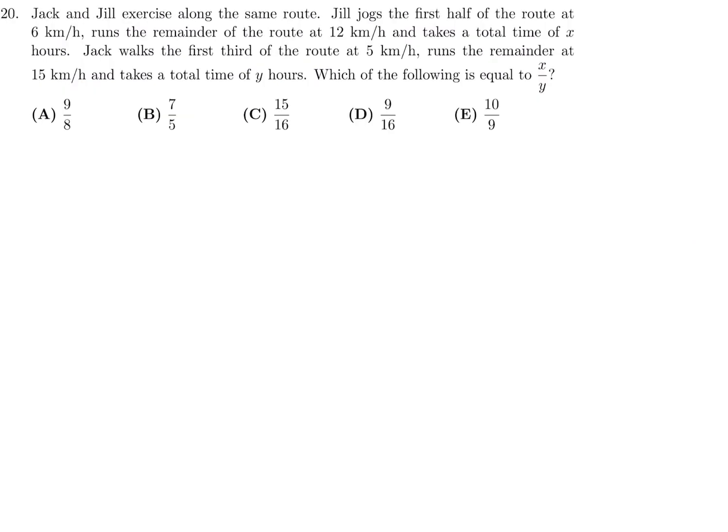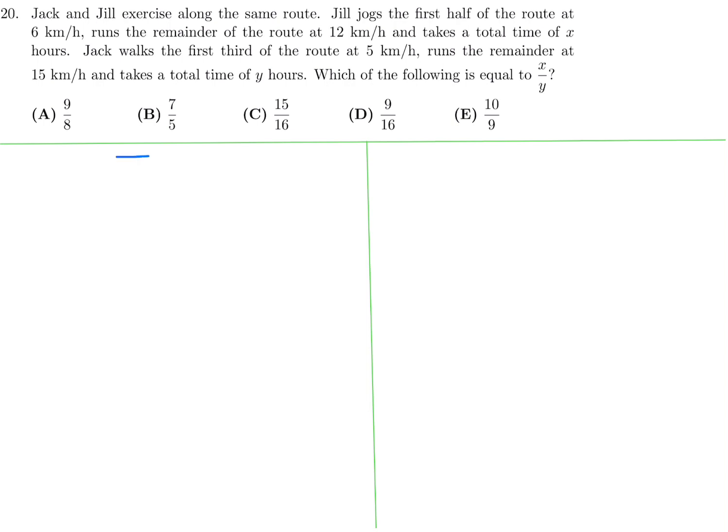Jack and Jill exercise along the same route. Jill jogs the first half of the route at 6 kilometers per hour, runs the remainder of the route at 12 kilometers per hour, and takes a total time of x hours. Jack walks the first third of the route at 5 kilometers per hour, runs the remainder at 15 kilometers per hour, and takes a total time of y hours. Which of the following is equal to x over y? Okay, let's break this up, Jack and Jill, and here we go.